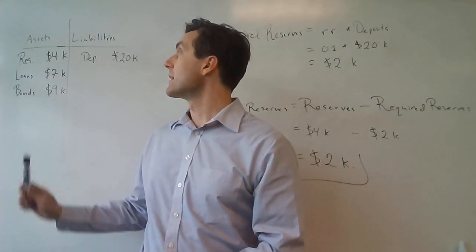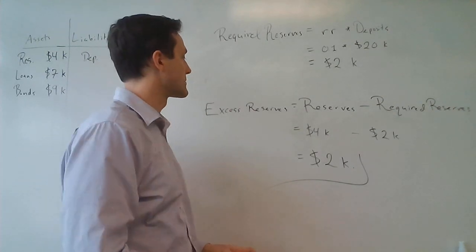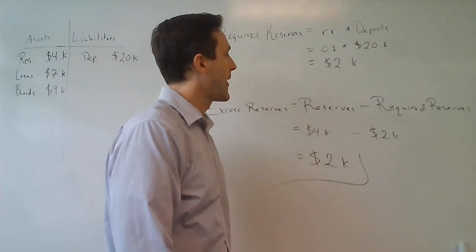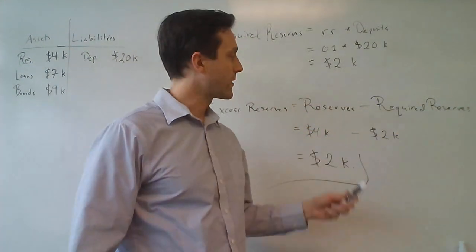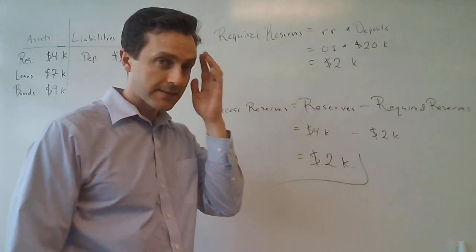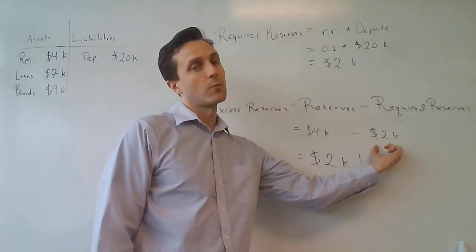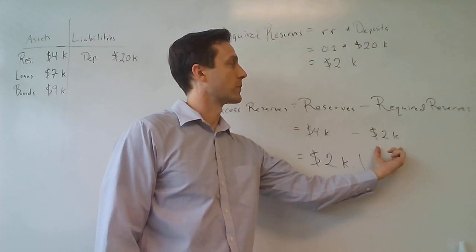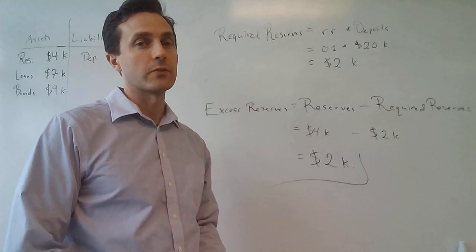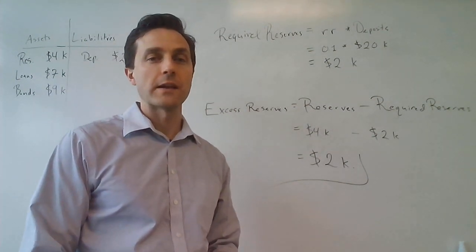However, notice that this bank is actually holding $4,000 in reserves, which means it probably has some excess reserves. Again, the level of excess reserves is equal to reserves minus required reserves. Reserves are $4,000, and we just calculated required reserves, which is $2,000. So its excess reserves are the $4,000 it has in reserve minus the $2,000 it has to hold. The bank has excess reserves of $2,000. So this bank is holding a little bit more in reserve than it has to, actually twice as much.